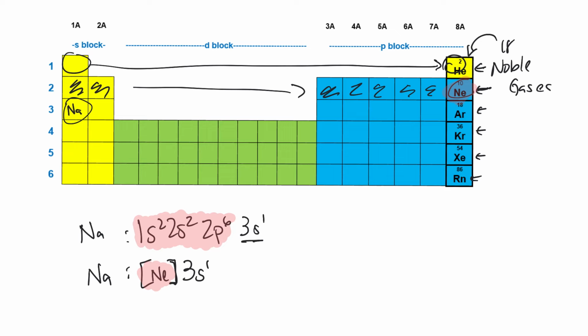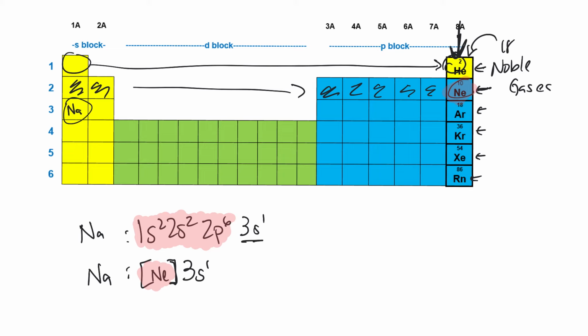Now, one important rule with this is that the only things you can put in the brackets are noble gases, anything in this column here. You cannot have any other element other than the noble gases in the brackets. And remember, the noble gas basically substitutes its electron configuration for part of the electron configuration of the atom that you're looking at. All right. So let's look at another example.